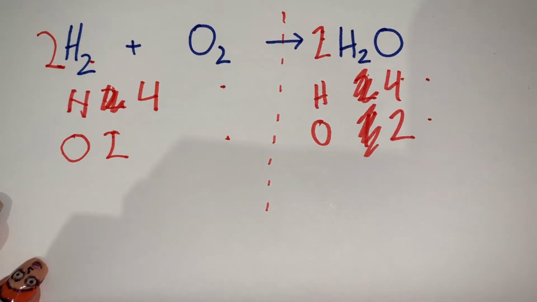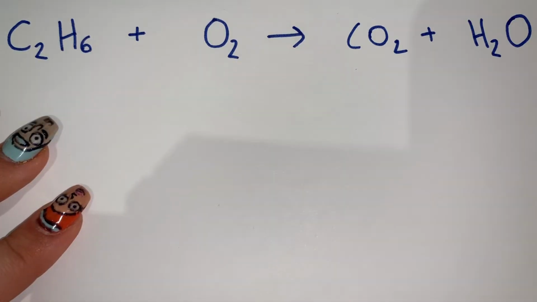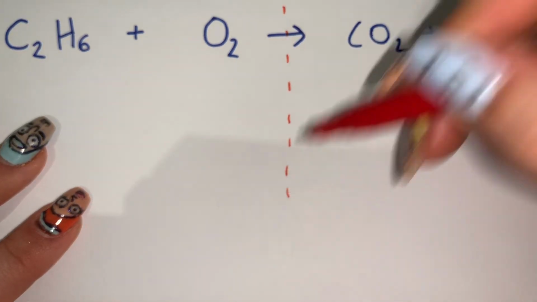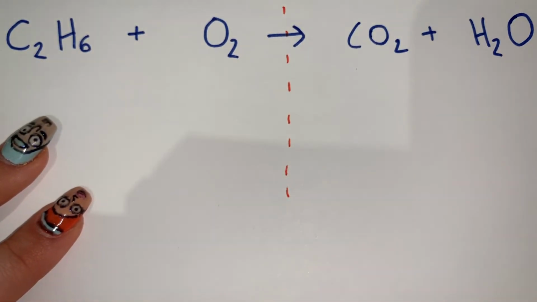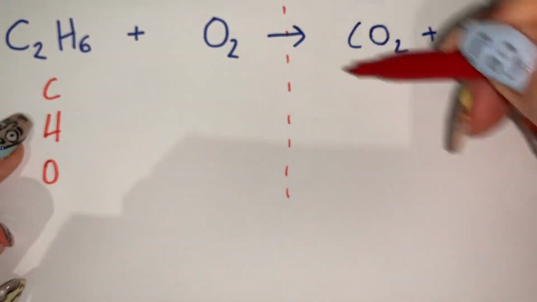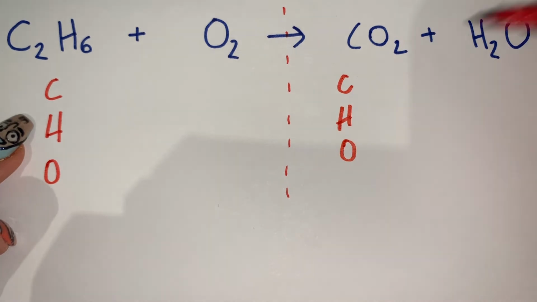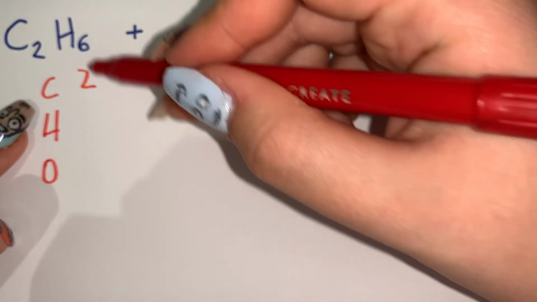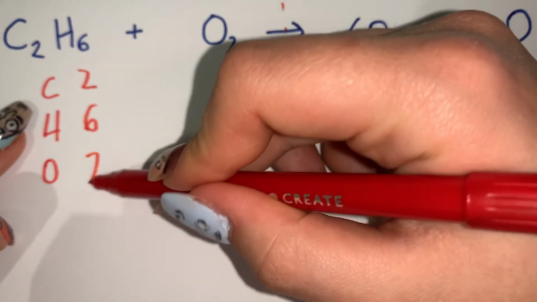That's done. The next equation I'm going to show you isn't as easy as the water example, but the same principle applies. So the first step, we draw our dotted line. The next step, we count up the number of atoms of each element present on either side. Two lots of carbon, 6 lots of hydrogen, 2 lots of oxygen.